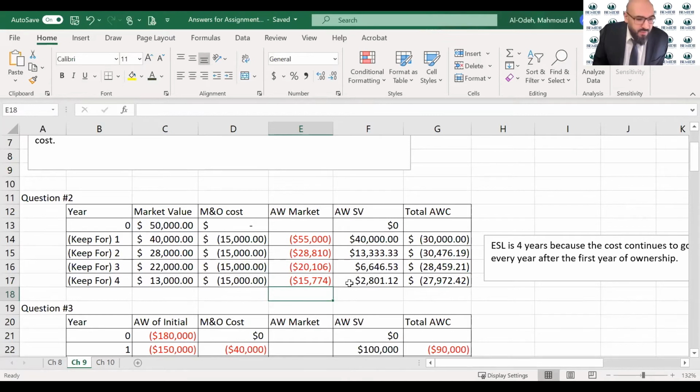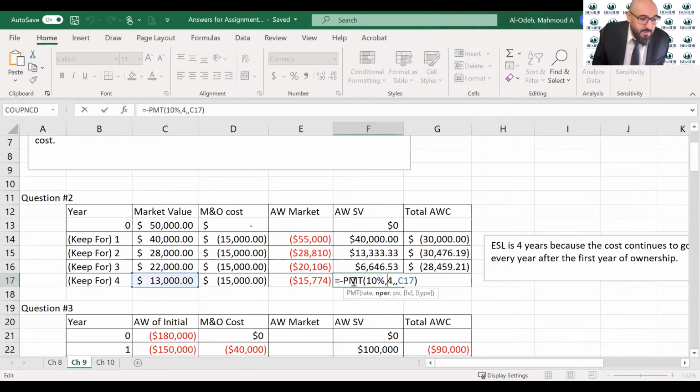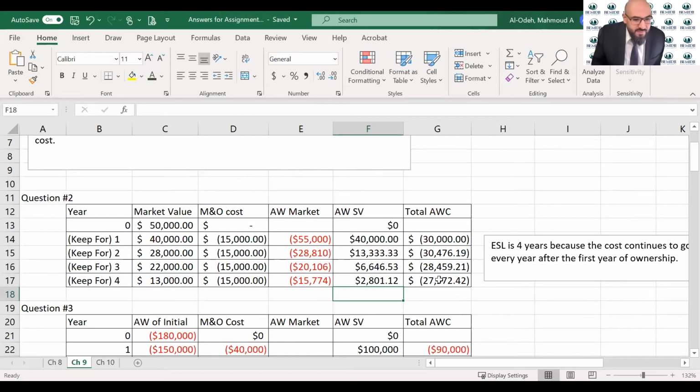Now let's find the annual worth for the salvage value. The salvage value we have to be 13,000, which is the market value by the end of year 4. Annual worth is calculated by using the PMT 10%, 4 years, nothing for the PV. That's why you see the 2 commas, and the FV would be the 13,000. Add these together, that will give you 27,972.